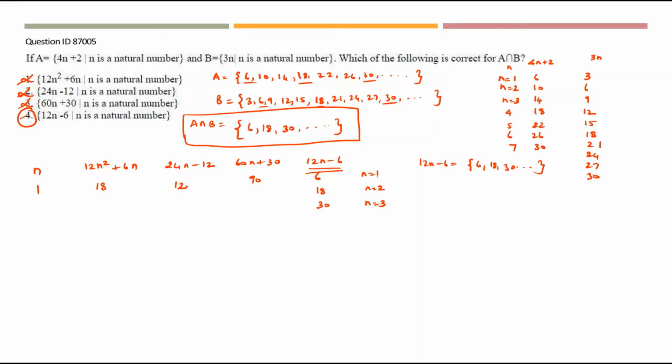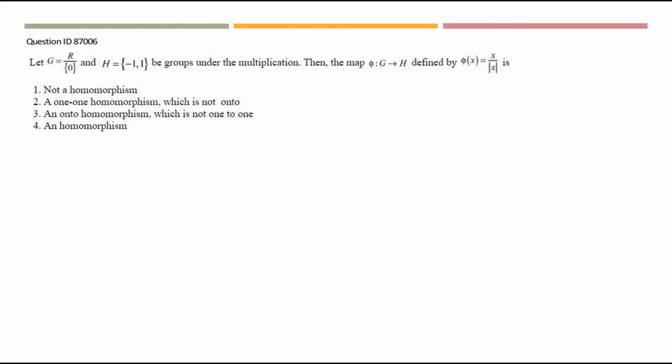Next question, let G is equal to R minus 0 and H is equal to minus 1 comma 1. Let them be the groups under the multiplication. Then the mapping from G to H is defined by this. What is this? Basically, we have to understand one thing. R is a set of real numbers. Real numbers in the sense you can have both positive, you can have negative, you can have 0, everything.